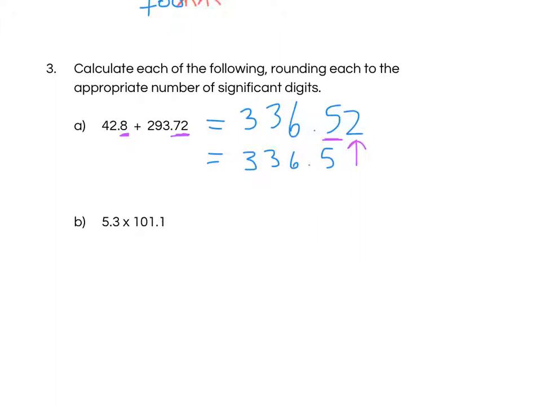All right, so the first thing I'm going to do is get the raw value here. So I'm going to multiply 5.3 times 101.1. And the raw value that I get, this is before I've done any rounding, is 535.83.